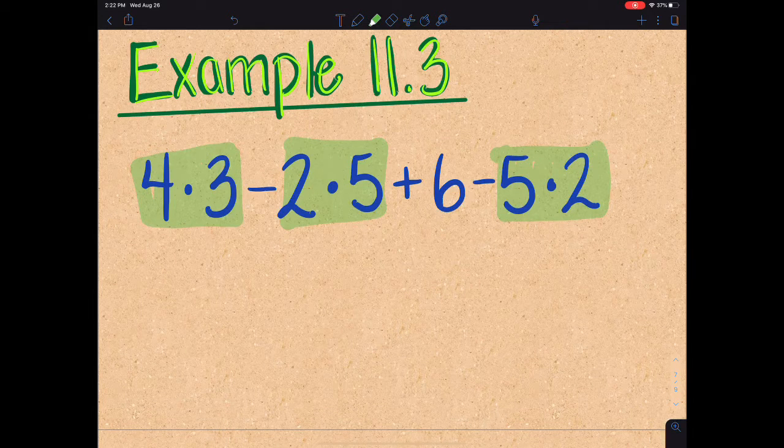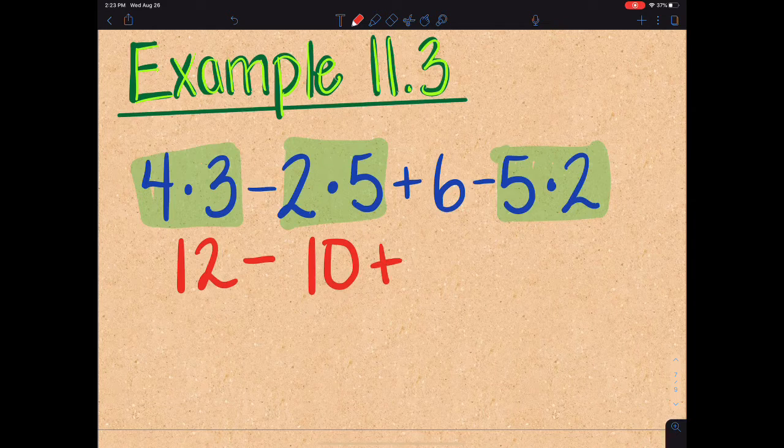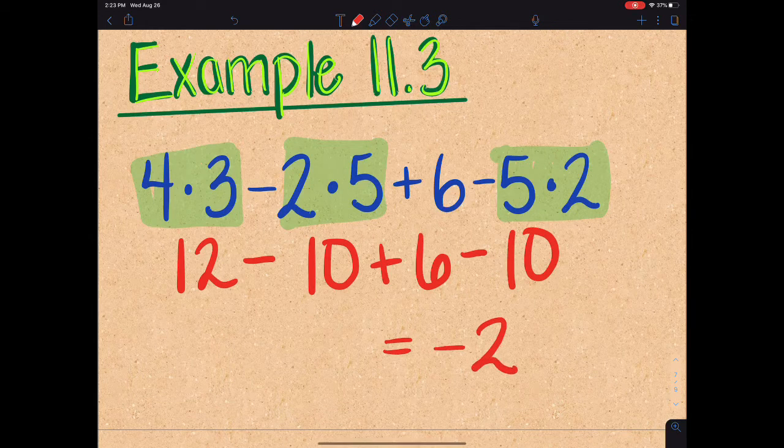So I've highlighted all the multiplication parts of this problem now, and I'm going to simplify down below. 4 times 3 is 12. I'm going to bring down that minus sign and do 2 times 5, which is 10, plus 6 minus, and then 5 times 2 is 10. And if you do all of that, you get, just left to right, your answer is going to be negative 2.